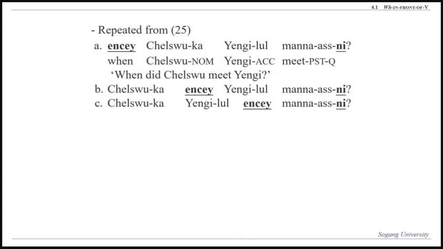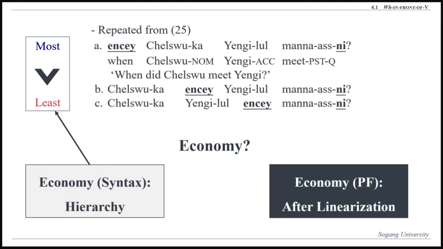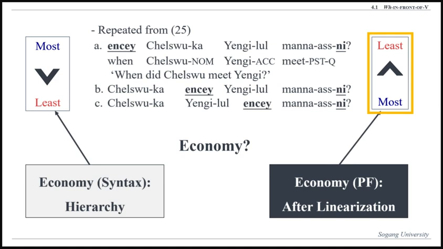Then, can we account for the difference in 25 with economy? If we consider the syntactic notion of economy, which is hierarchical, the most preferred sentence would be 25A, because 언제 is hierarchically in the closest position to the Q marker. However, if we consider the economy at PF, especially after the linearization, the most preferred sentence would be 25C, and this is the one we got from the actual data.